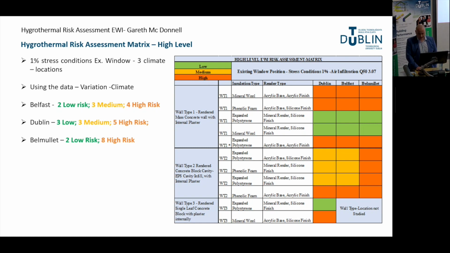The effect of the EWI materials on the risk profile is similar to the parametric study, as cases with mineral wool, EPS and mineral render are all low to medium risk, and any cases with acrylic render with either acrylic finish or silicone finish are medium to high risk. Overall, 55% of the cases are high risk, 24% of the cases are low risk, and 21% of the cases are medium risk. Although this is an extrapolation of the data, it is based on the evidence from the simulations informed by the research and indicates a varied risk profile of EWI installations which would not be evident where Glaser is used.